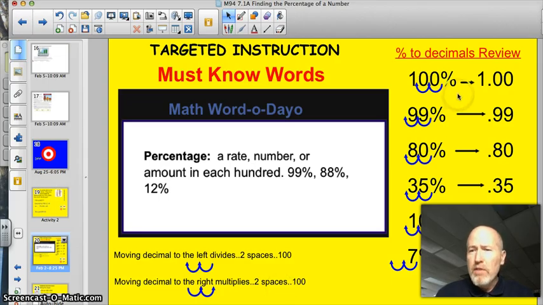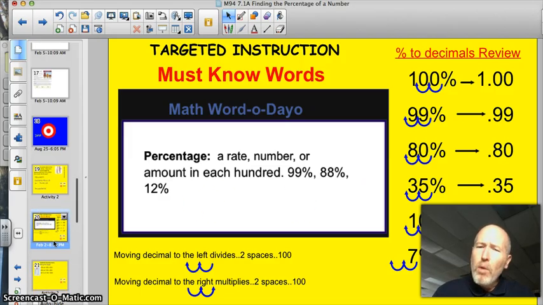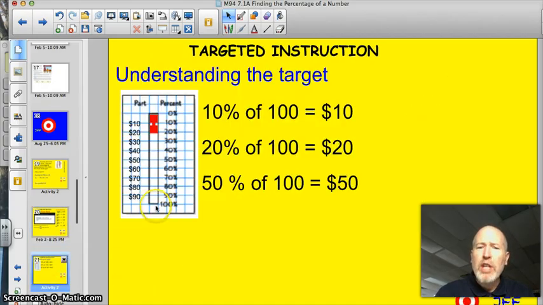Look at all of these division problems we're doing here. If I want to know what the decimal is for 100%, I move it 2 spots to the left. I divide by 100 and I get 1.0. 99%, move it 2 spots to the left, I get 0.99. The decimal for 80%, move it 2 spots to the left, 0.80. Let's skip down to the bottom one where it gets tricky. 7%, we still move it 2 spots to the left, we divide by 100, put the placeholder in, we get 0.07.